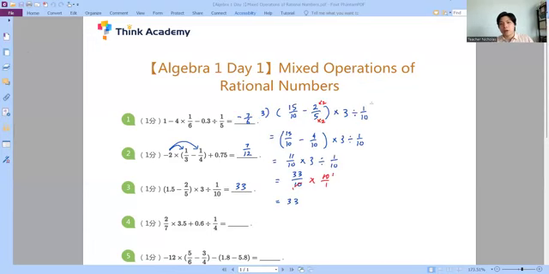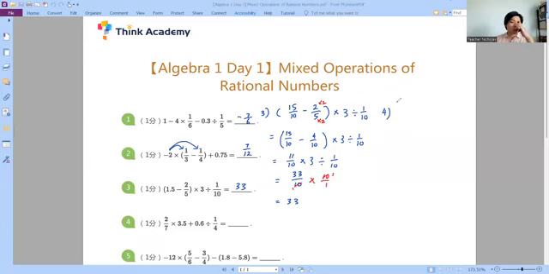Now I'd like to move on. Oh, I guess I don't need this line right here. To question 4. All right, question 4 is going to be 2 out of 7 times 3.5 plus 0.6 divided by a quarter.